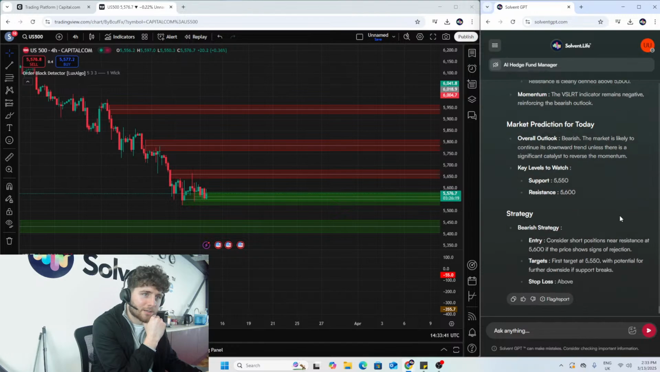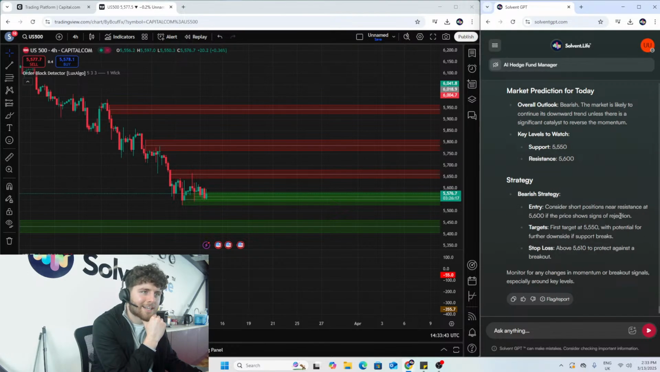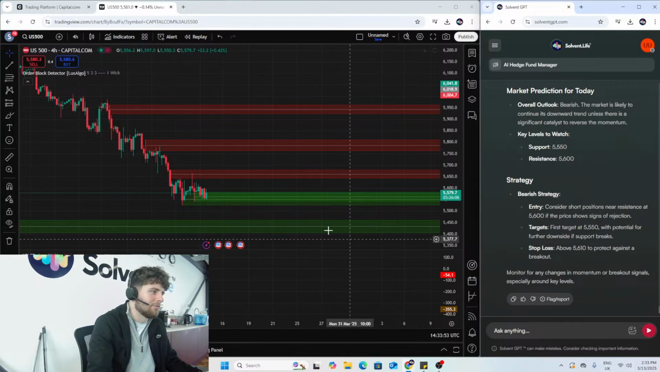Bearish. The market is likely to continue its downward trend unless there is a significant catalyst to reverse the momentum. Again, it's recommended this 5,600 level.